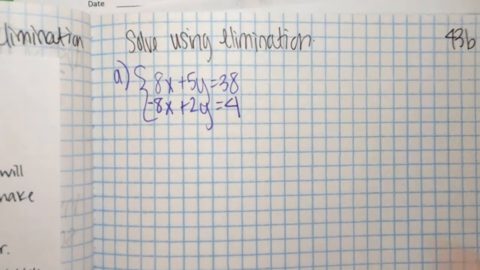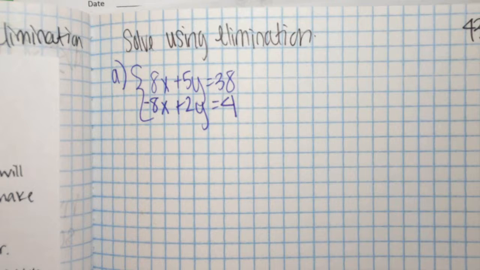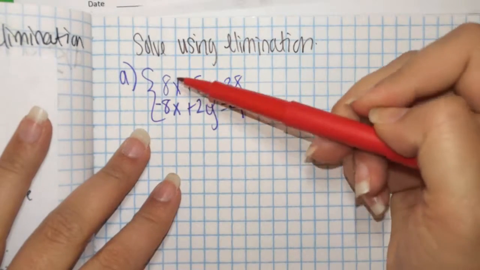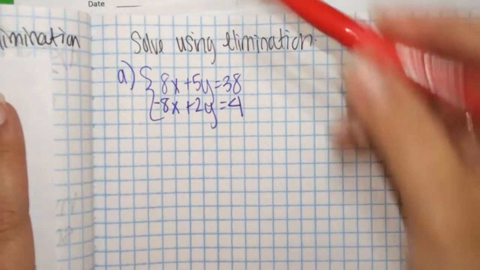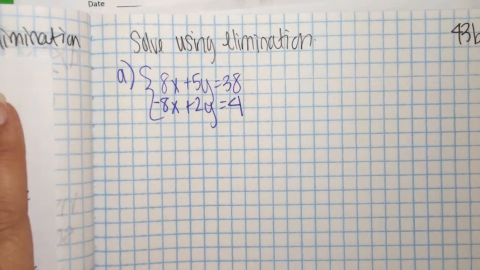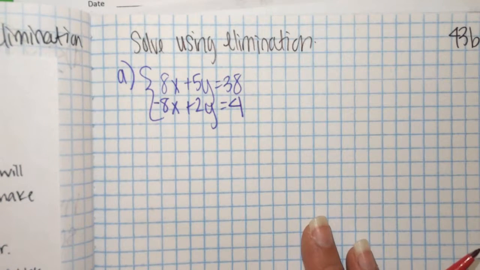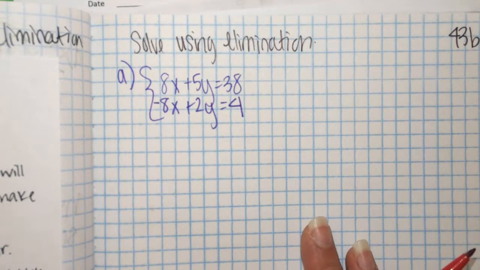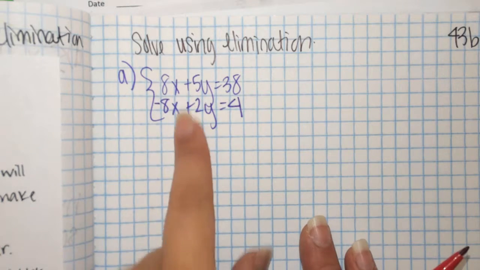With elimination, you just have to make sure they're lined up on top of each other, and then you kill them. So, are the x's lined up on top of each other? Yes. Are the y's lined up on top of each other? Are the constants lined up on top of each other? Alright? Now, we look for the same number and opposite signs, matching up with our letters.